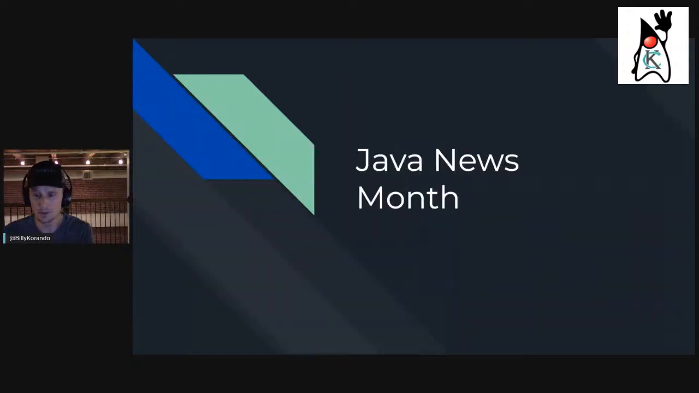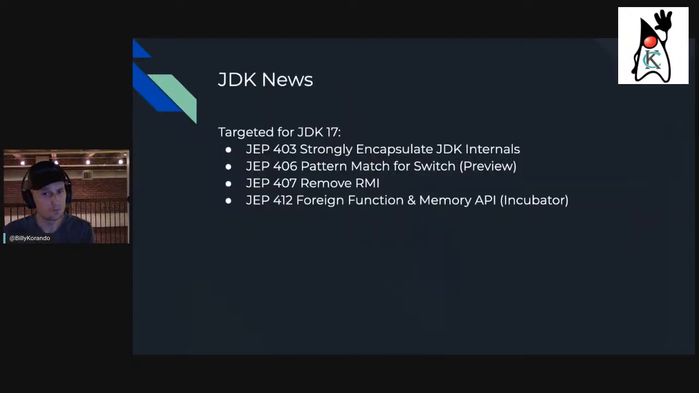So our Java news for this month, I just want to go over some of the new JEPs, that's Java Enhancement Proposals, that have been targeted for JDK 17. They aren't officially part of it yet, but they've been targeted for it. There's JEP 403, which is going to strongly encapsulate the JDK internals, 406, which is pattern matching for switch. And then there's also remove the RMI, and then the foreign function and memory API. Two of these I really want to touch on, though.